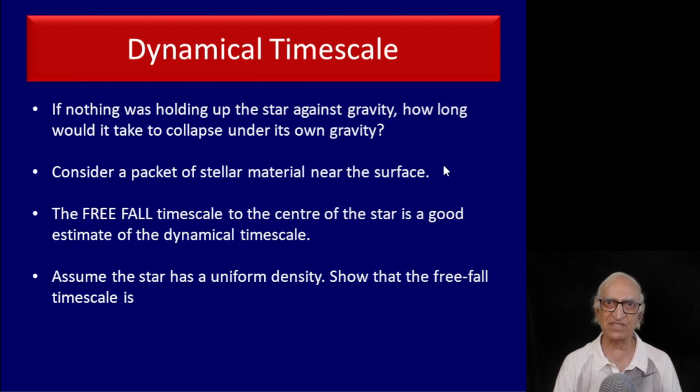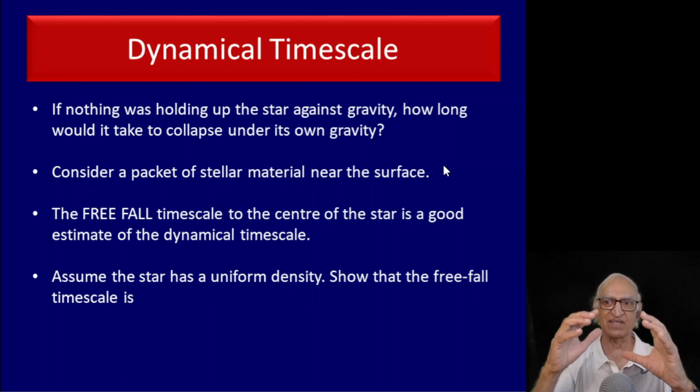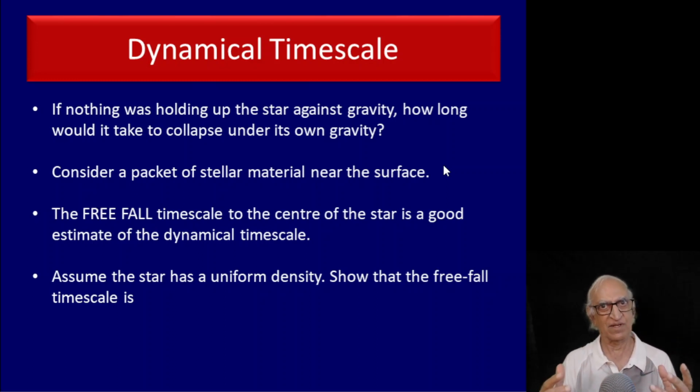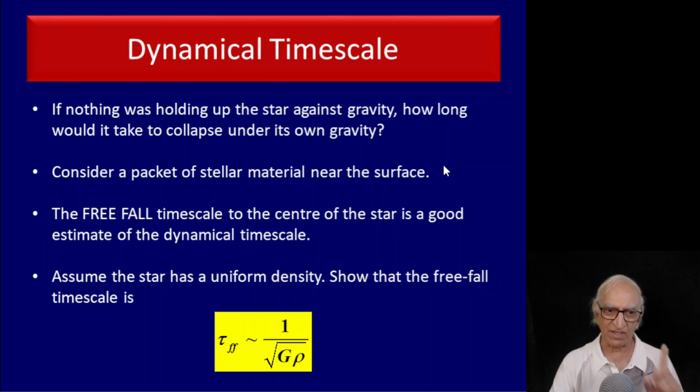But you can make life easy by assuming that the density of the earth is uniform. It's not uniform, but a simple estimate can be derived by assuming that the density is uniform. Convince yourself that the free fall time scale of the stone to reach from the surface to the center of the earth is equal to 1 over square root of G rho, where G is Newton's constant of gravity and rho is the density. This is the free fall time.